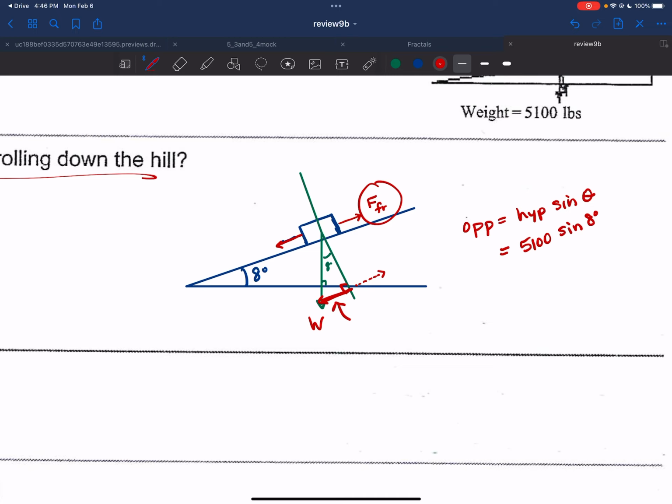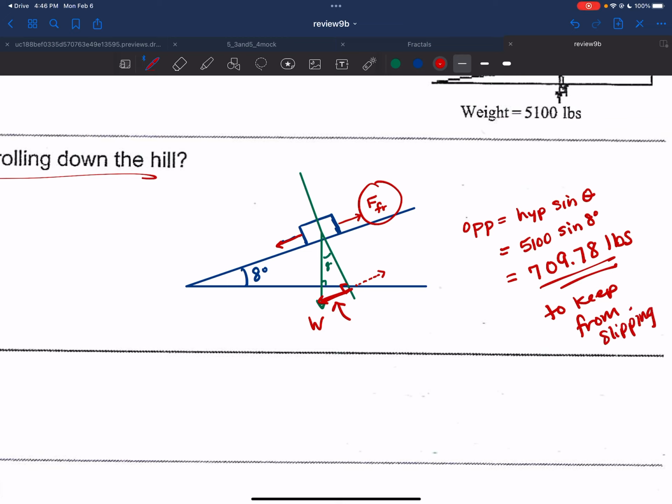Okay, so 5,100 times the cosine of 8 degrees. Sorry, times the sine. Times the sine of 8 degrees. So that's going to be 709.78 pounds is needed to keep it from slipping. To keep from slipping.